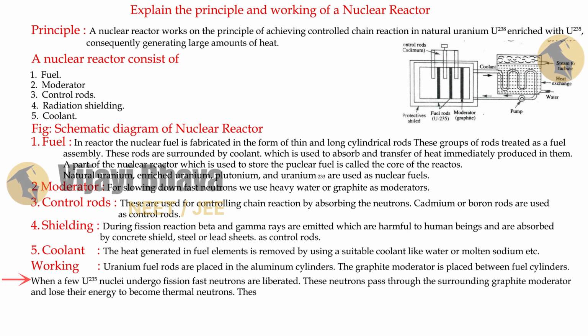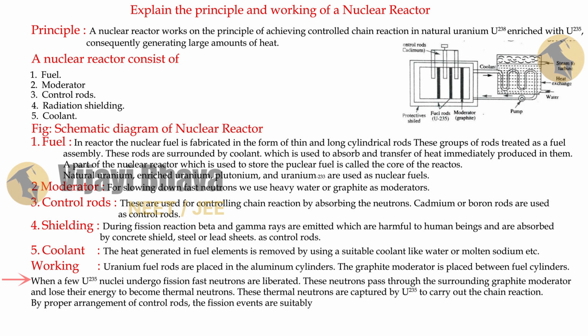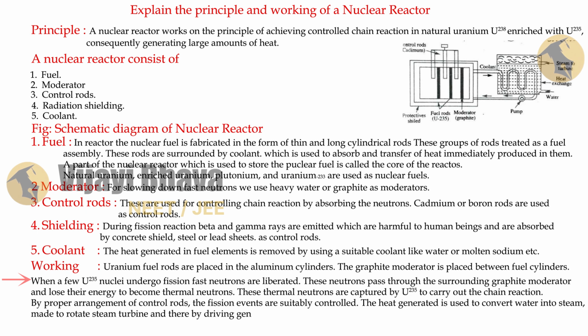These thermal neutrons are captured by uranium 235 to carry out the chain reaction. By proper arrangement of control rods, the fission events are suitably controlled. The heat generated is used to convert water into steam, made to rotate a steam turbine and thereby driving generators for production of electricity.